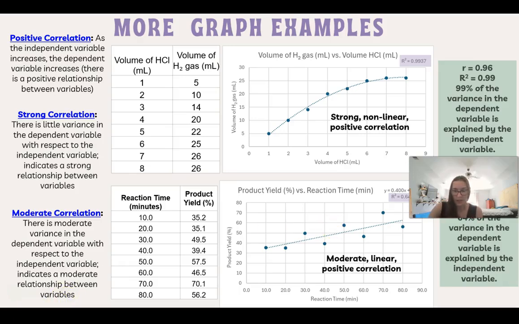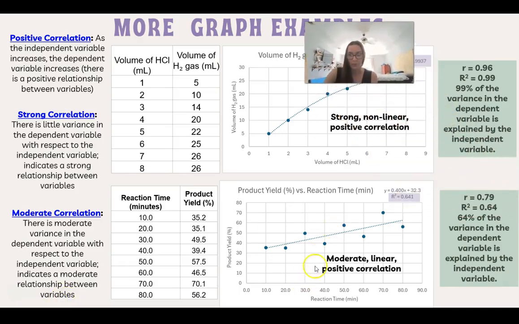You can look here at another example. This one is moderate correlation here. So this is showing the product yield versus reaction time. So as you increase the time of a reaction, you're measuring the amount of product you are obtaining. And you can see here that the R value is a bit lower. It's 0.79, and the resulting R squared value, which literally is if you just square the R value, you get R squared, it's 0.64. So that means 64% of the variation of the product yield is explained by the reaction time. However, this relationship is more moderate, and that's because it could be a couple of reasons.